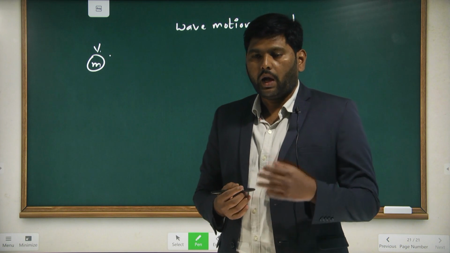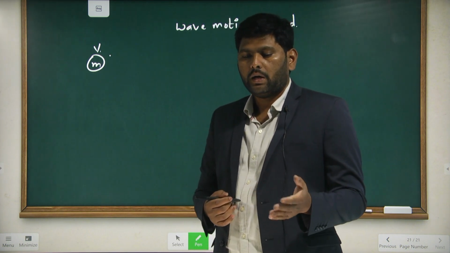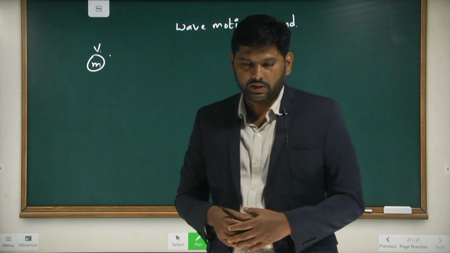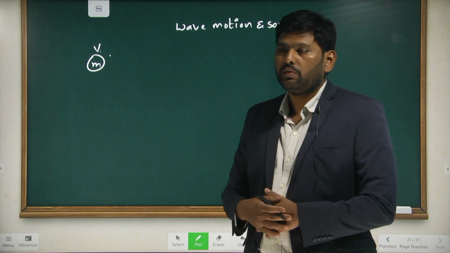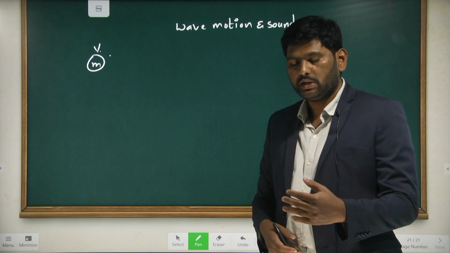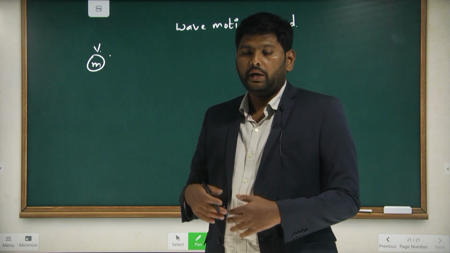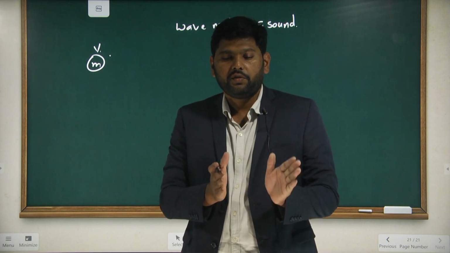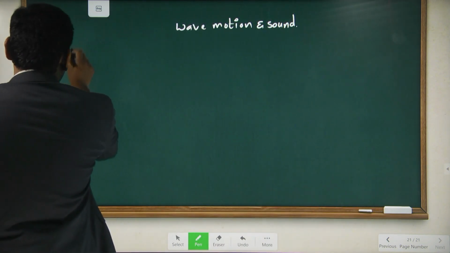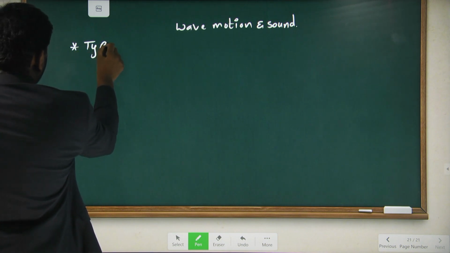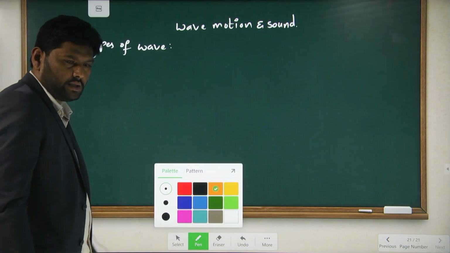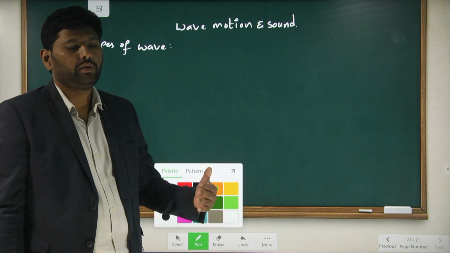Based on the motion of the particles, based on the disturbances, we have some types of waves. Again I am repeating, what is a wave? A wave is a disturbance created by particle vibration, and it transports energy from one place to another place. This is known as a wave. Now let's see the types of wave. Types of wave is very important, because the types of wave differ based on something.